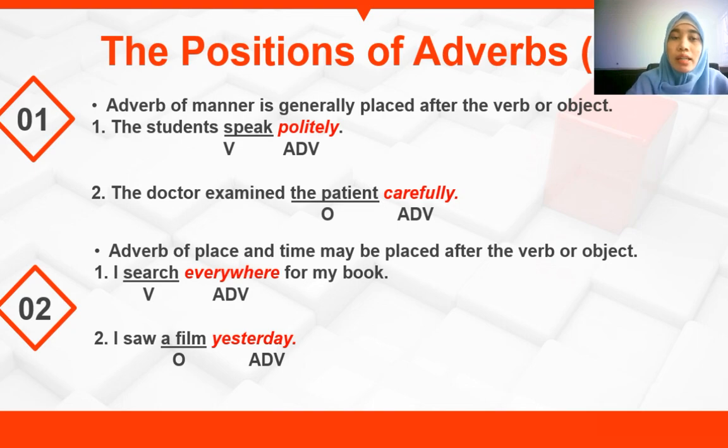Okay, next we will discuss the positions where adverbs can occur. There are many positions where adverbs can be located. The first is adverb of manner, which is generally placed after the verb or object. For example, in 1 we have the students speak politely. So politely here is an adverb of manner. And as you can see here, it is placed after the verb speak. It shows the way how the students speak.